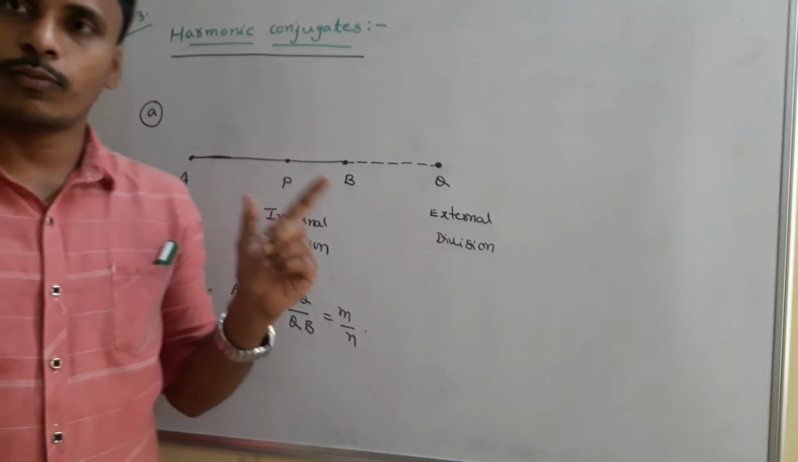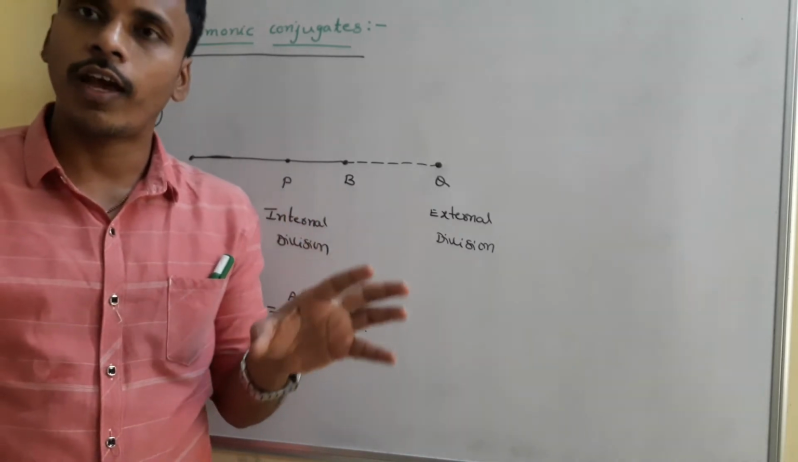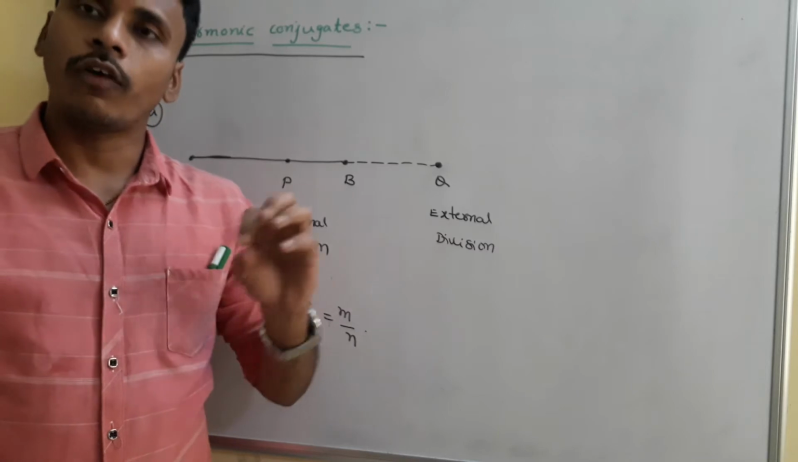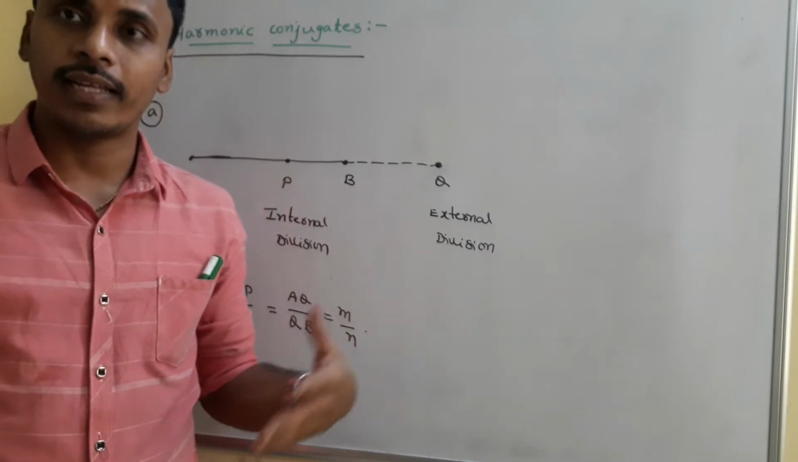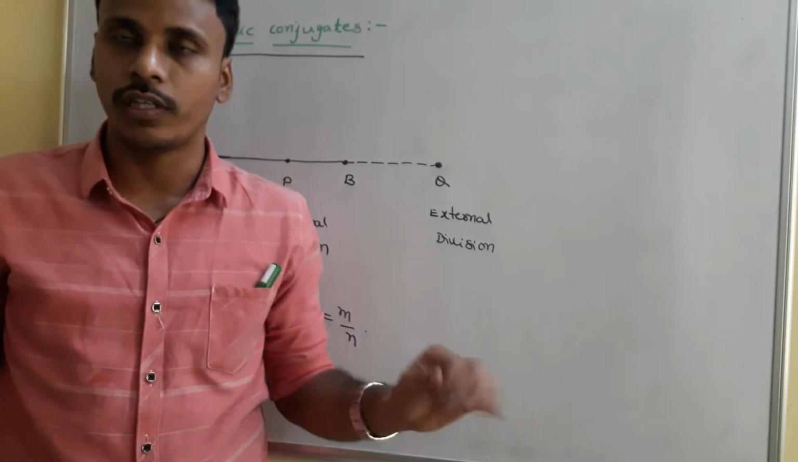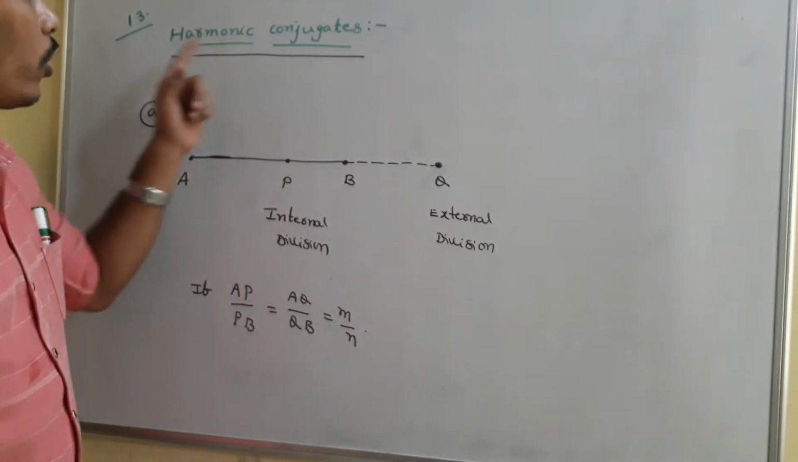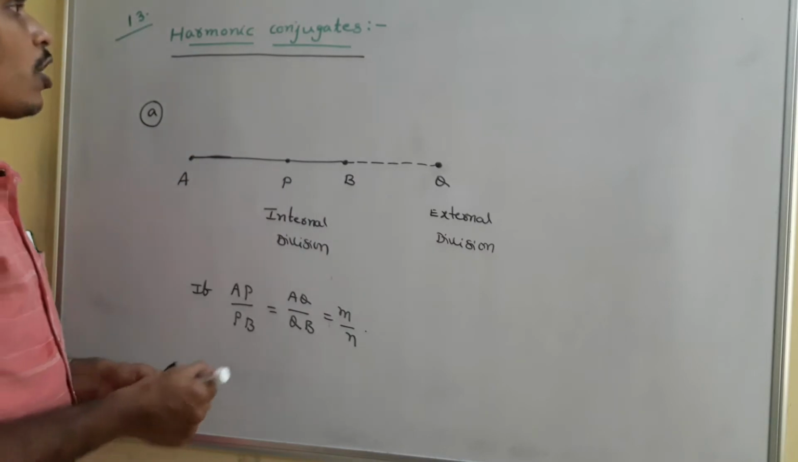In the previous class we discussed the section division formula and the way of finding the ratio along with midpoint, trisection points, and finding any point on the line segment if the ratio is given. All these things we discussed. And in this class we are going to discuss harmonic conjugates.